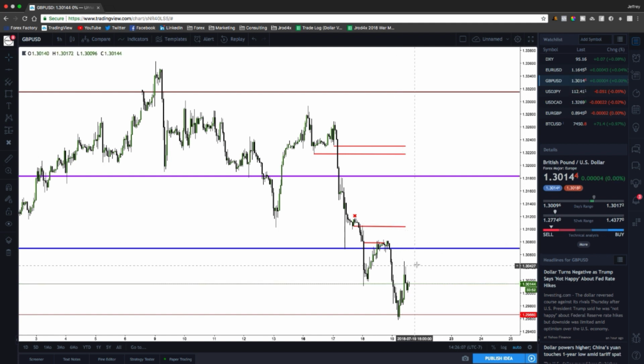So I want to see cable break above this 30.80 level. So again, I'm not going to be taking anything for the rest of the week, but I just want to see what kind of price action we get off of this level here. Are these down candles going to hold as support, and we're going to keep pushing up for the remainder of the week?